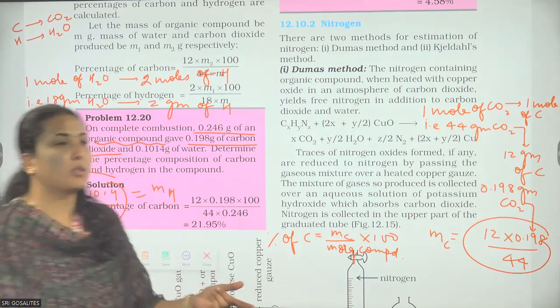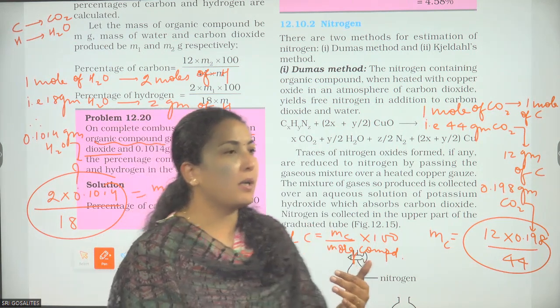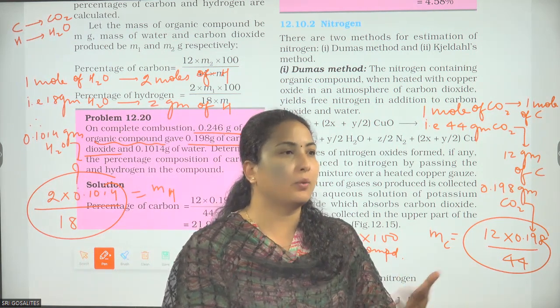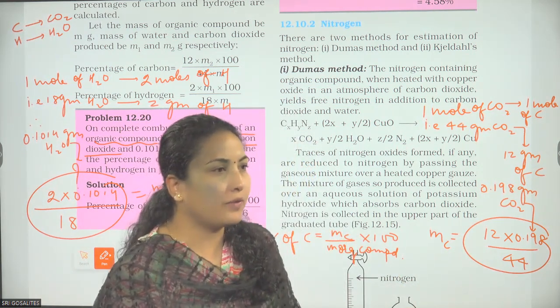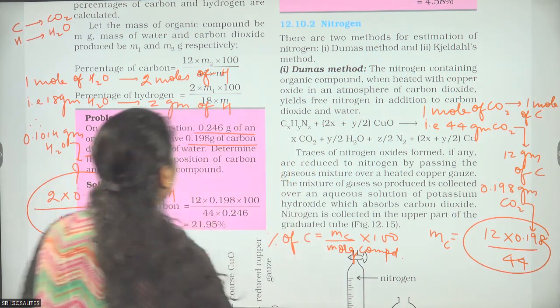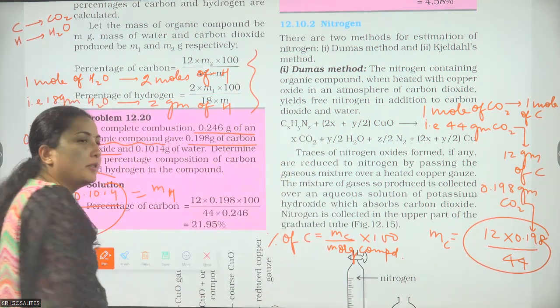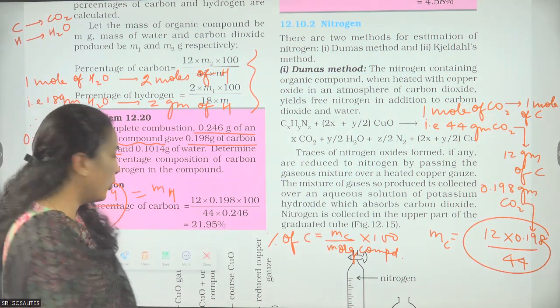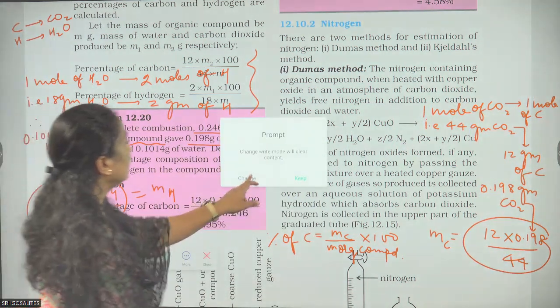Once you get the mass of hydrogen, all you need to do is divide this mass of hydrogen by the mass of the organic compound and multiply by 100 to get the percentage of hydrogen. So you need not mug up any formula here, right? Clear about this? I hope everybody is clear about that.